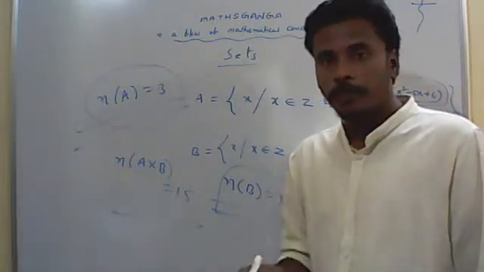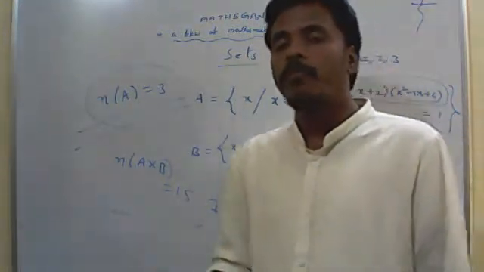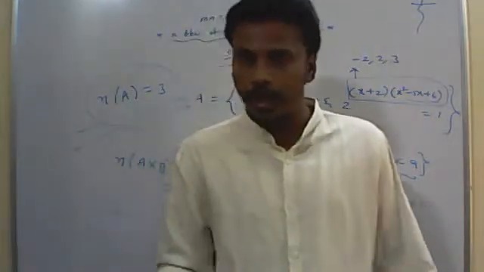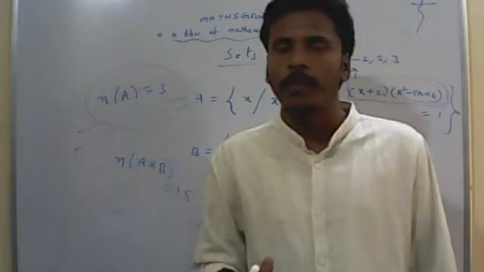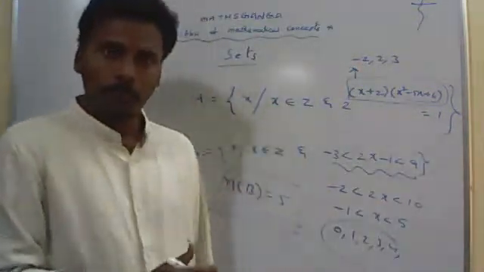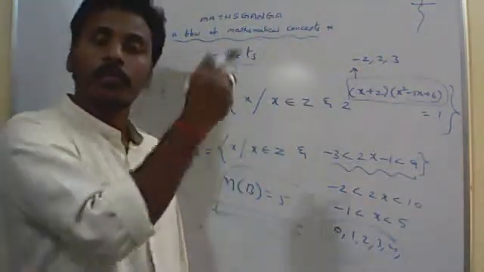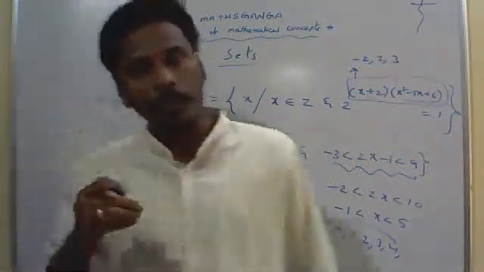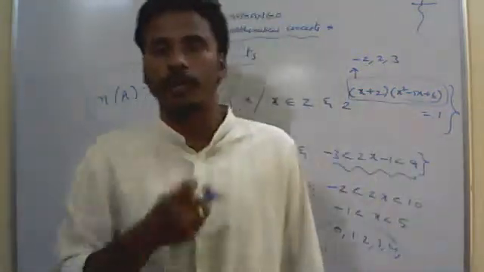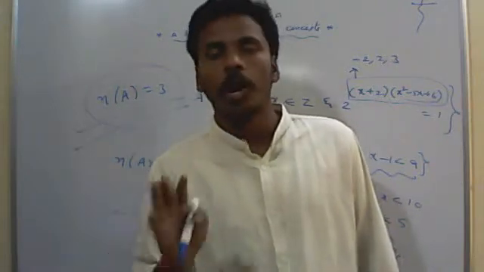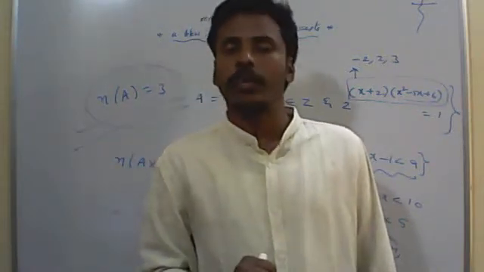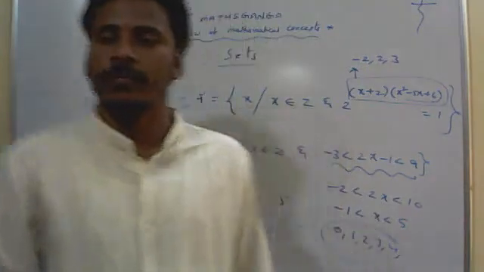Since the number of elements in A cross B is 15, and they asked for the number of subsets of A cross B, it is 2 power 15. And your answer for this question is 2 power 15. This is also an easy question. We count the number of elements in A as well as in B, then the number of elements in A cross B, and from there the number of subsets of A cross B. So these are the 4 questions asked in JEE Main 2019. Thank you.